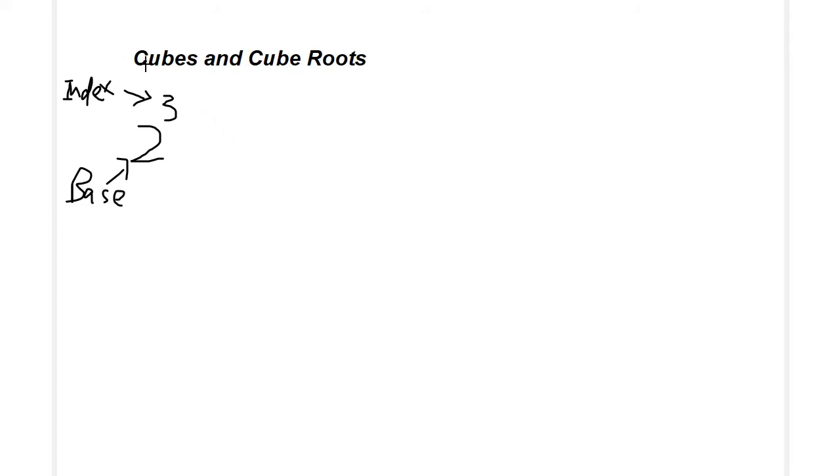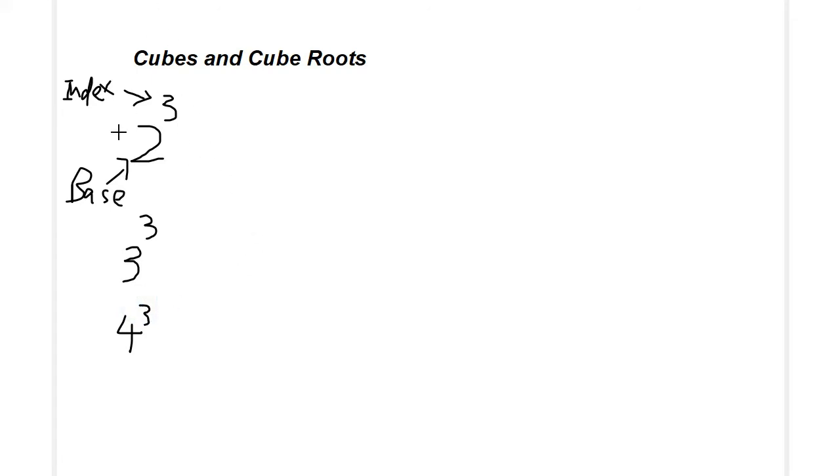And so when we cube a number, in this case 2, the index will be 3, and this is read as 2 cube. So let's say we want to do 3 cube, right? And we want to do 4 cube.